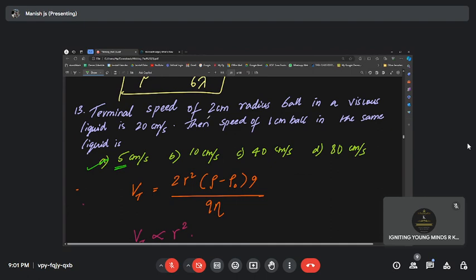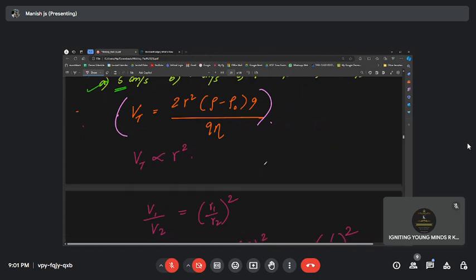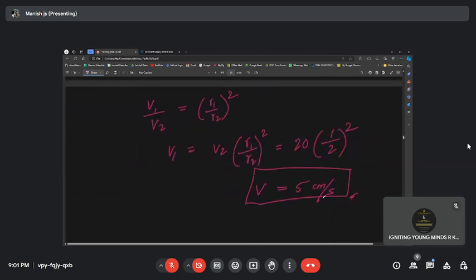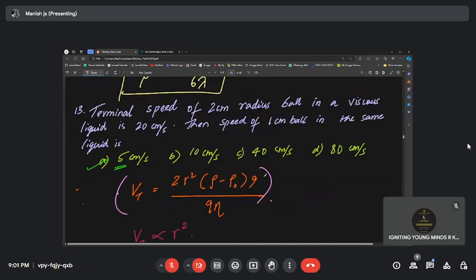Alright, that's it. That was a direct relationship. So here terminal velocity formula is important, so you must be knowing it. So based on the formula for terminal velocity, we could relate the terminal velocity with the radius of the ball. It's directly proportional to the square of the radius, and then we found out the answer as 5 centimeters per second. That's how you approach this question. All right. So we have looked at different types of questions today. I hope it was helpful. So any doubts you can definitely ask.